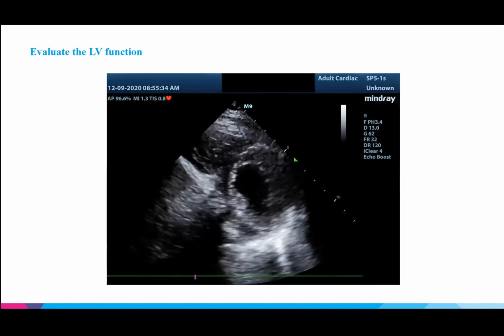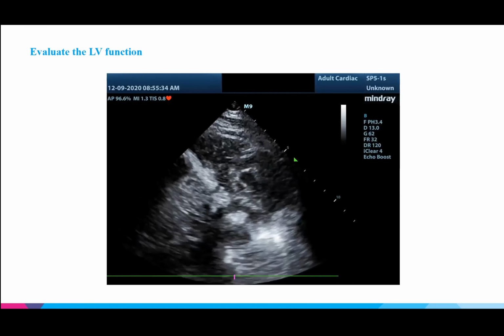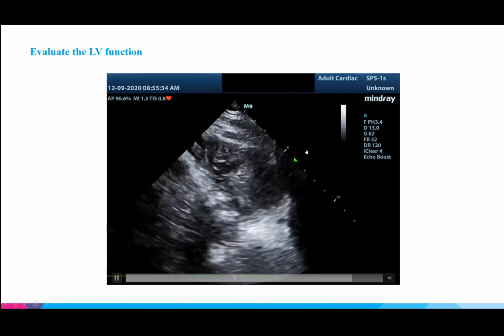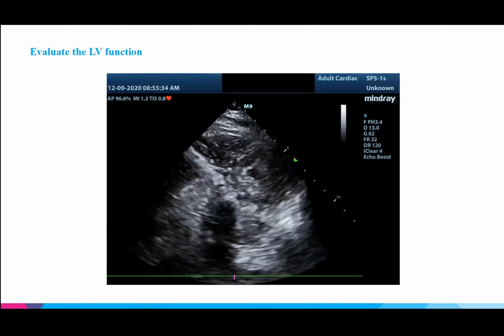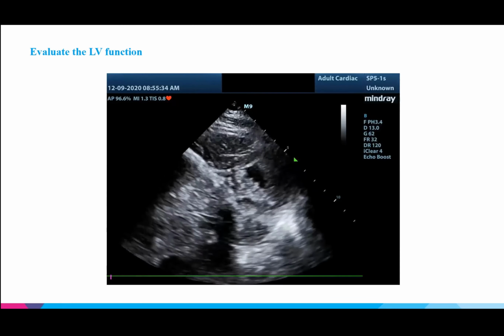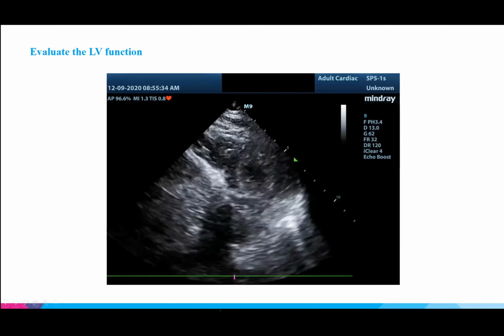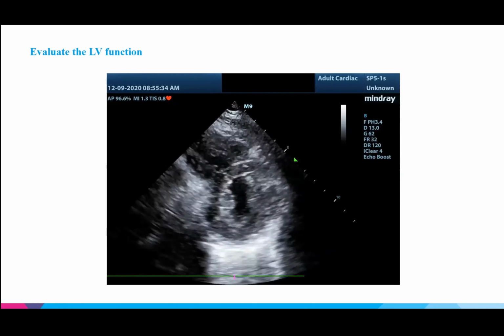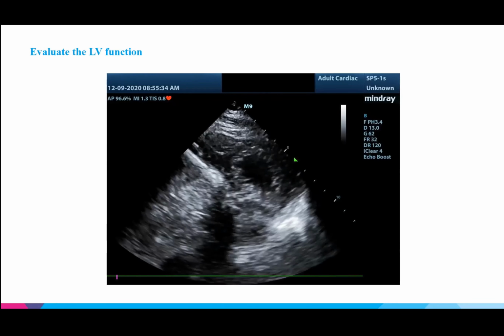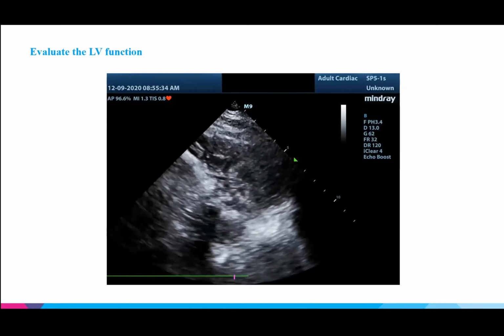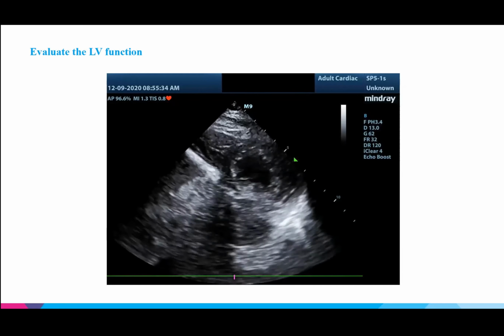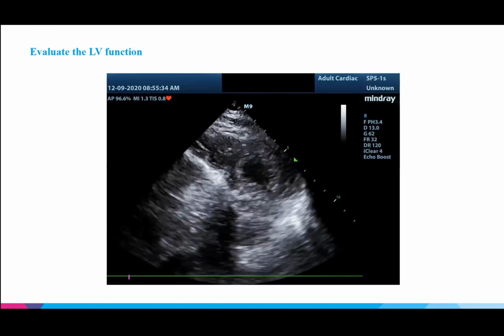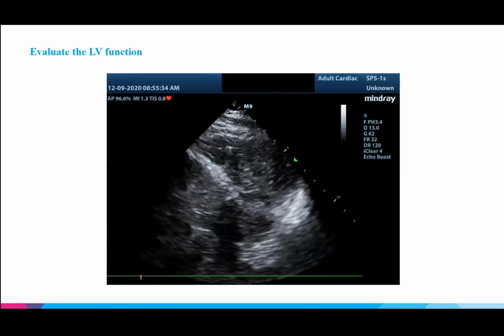Going to go to this one. All right. Okay, so far half have maybe answered. Just give it another couple of seconds. All right, you guys are good. So 90% said hyperdynamic, 10% said normal, and no one said reduced or severely reduced.